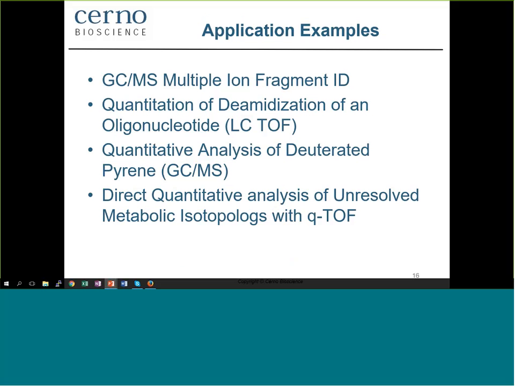Okay, let's move on, and we're going to talk about a few application examples. The first one will be what was in the title of this webinar presentation, GCMS multiple ion fragment identification using spectral accuracy. The next example will be on the quantitation of deamination of oligonucleotide using LC-TOF. Our third example will be the quantitative analysis of deuterated pyrene as analyzed by GCMS. And finally, we'll look at the direct quantitative analysis of unresolved metabolic isotopologs with Q-TOF.